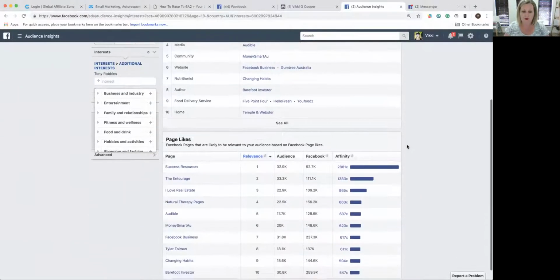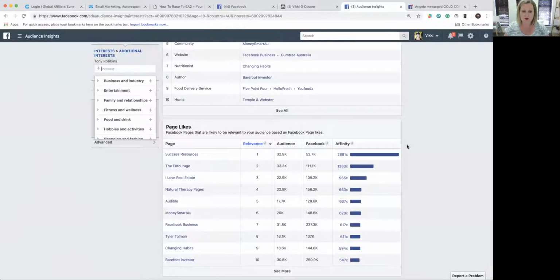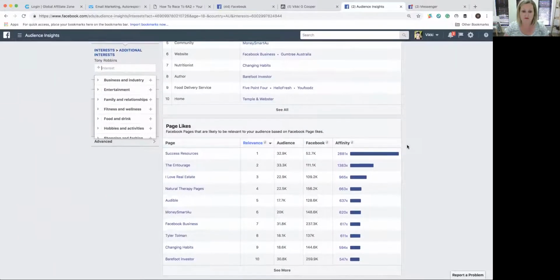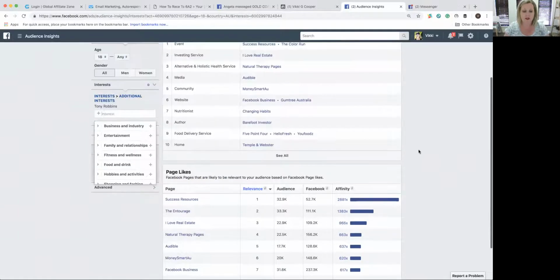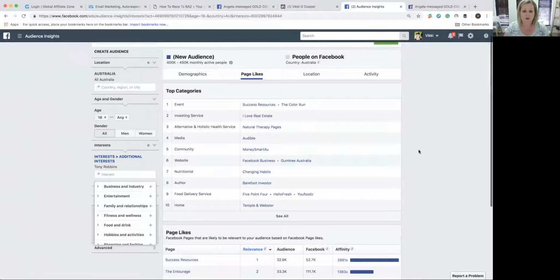Down here it'll also give you the relevance score for each page like that, and I think it's got something to do with how likely your audience is to like that given page. So what I did from here, I do a little mind mappy thing like Anne showed us how to do, and I do it the same with targets.